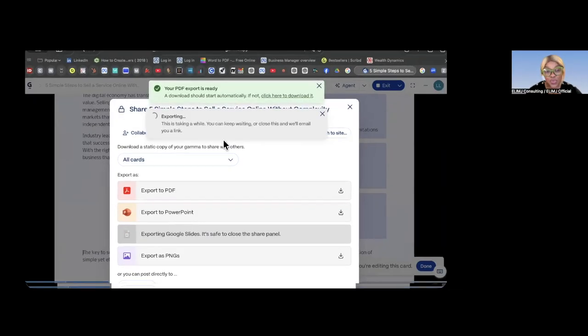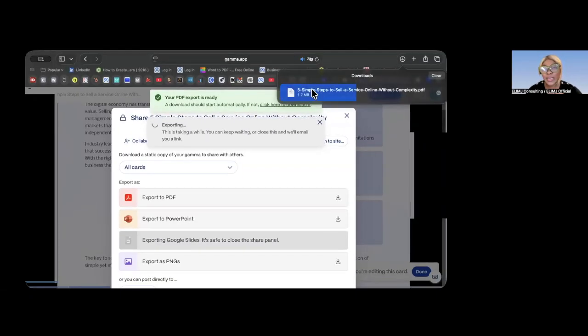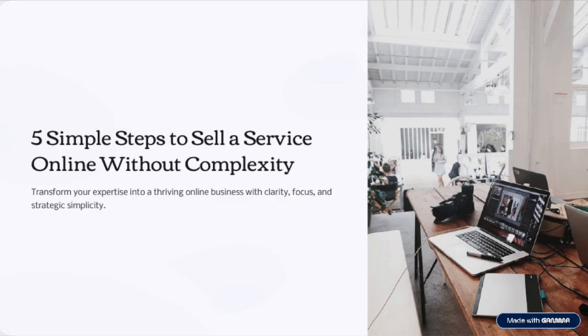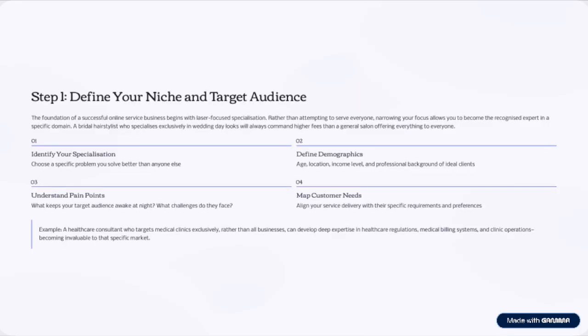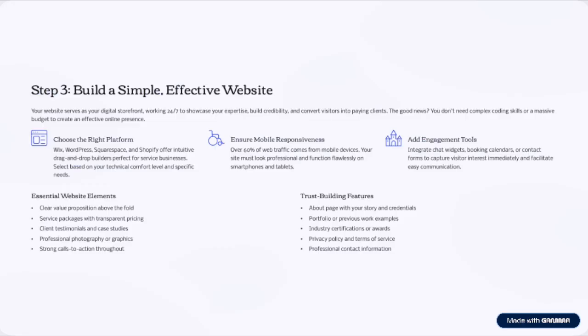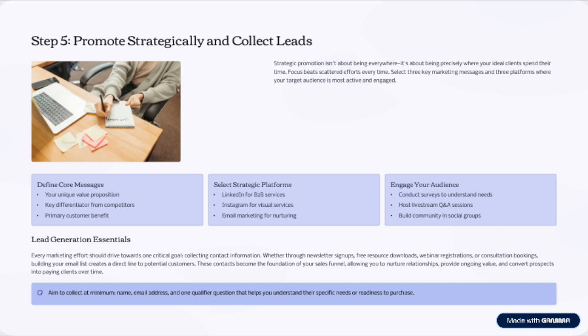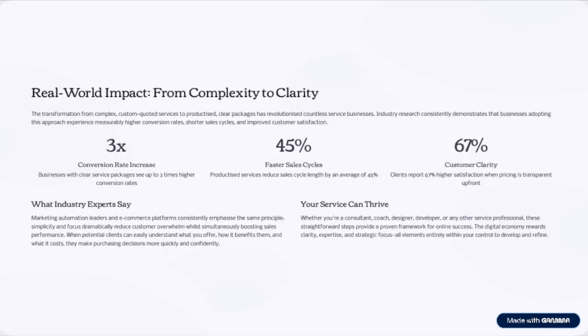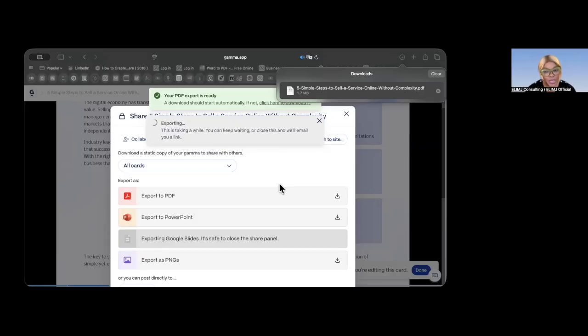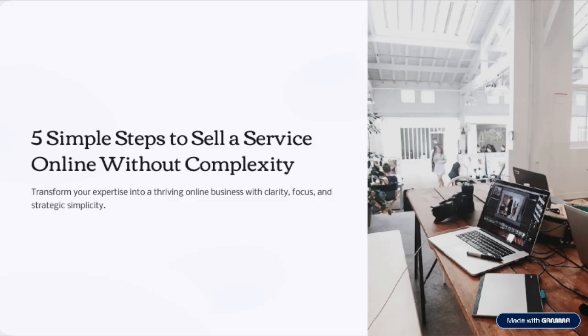So the PDF is ready before the Google one. So let's test run the PDF. So here is a PDF. Can you see how beautiful that looks? Can you just see? So here it is. Look at that. You can see that. You can see all that. And you can see all that.